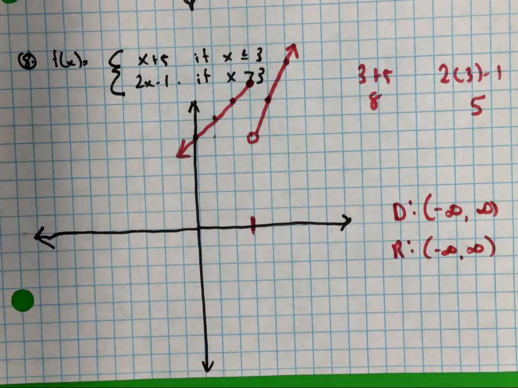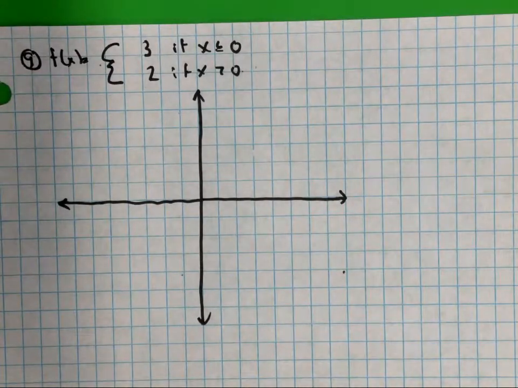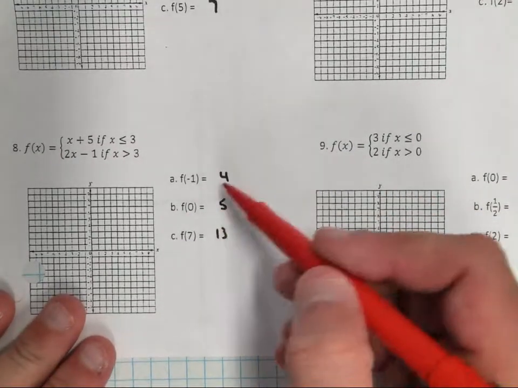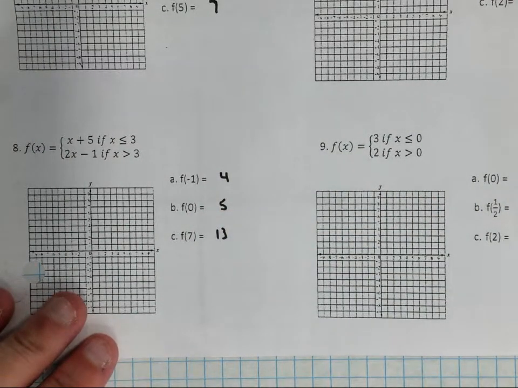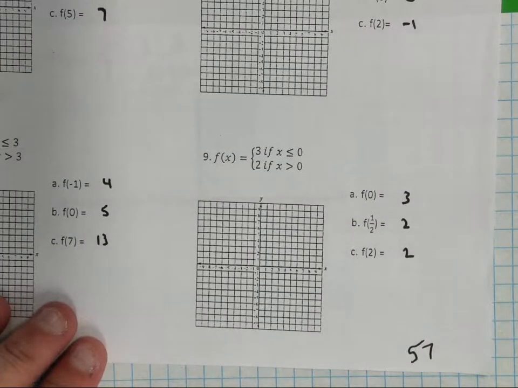And then the last homework. This one's easy, but the range is tricky on this one. Okay. Oh, sorry. Thank you for reminding me. For number 8, these are the evaluations: 4, 5, and 13. Do y'all agree with those? And the last one's 3, 2, 2.